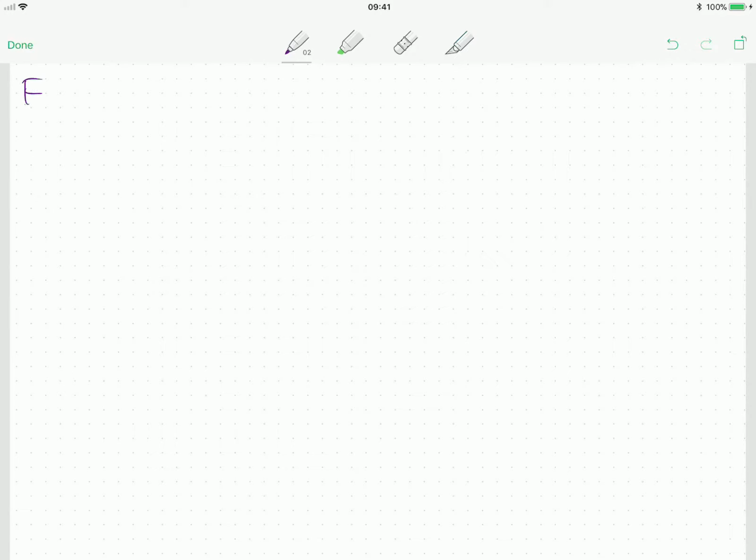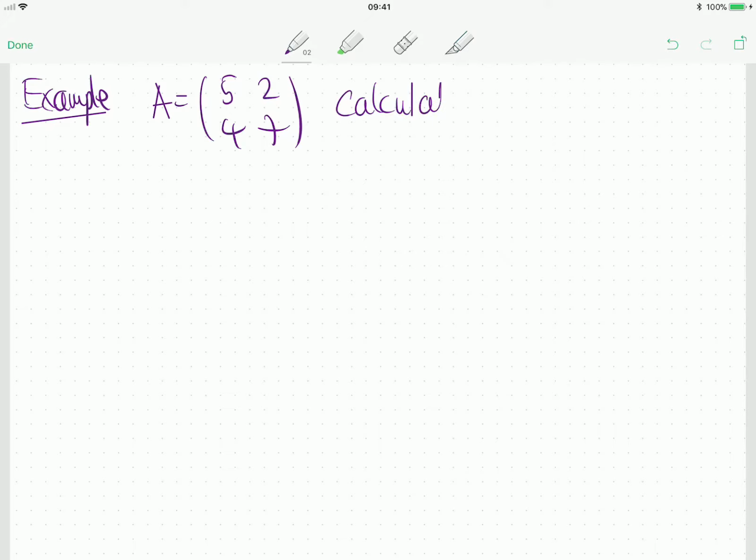Hi everyone, in this video I'm going to take a look at an example with matrices. So here's the question. We're given some 2 by 2 matrix A and we're asked to calculate A squared plus 2A plus 3I.